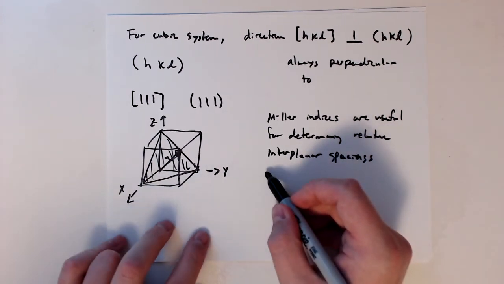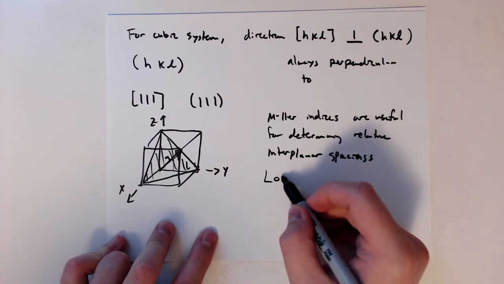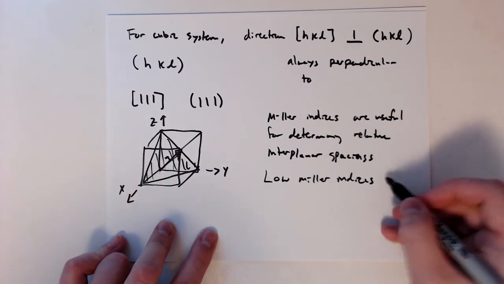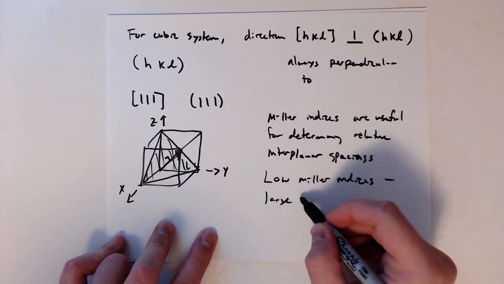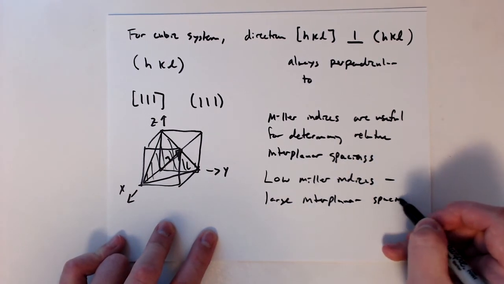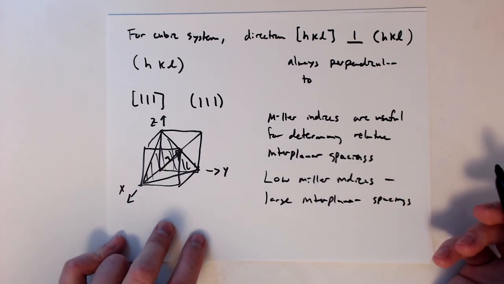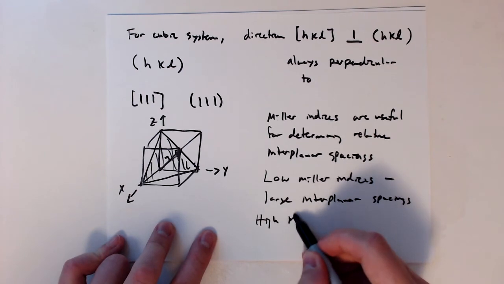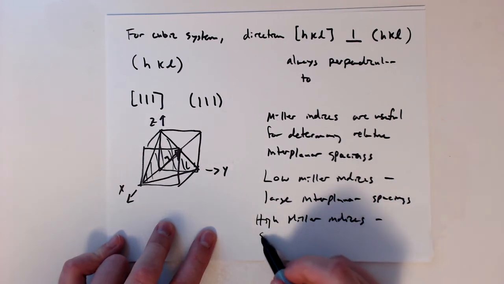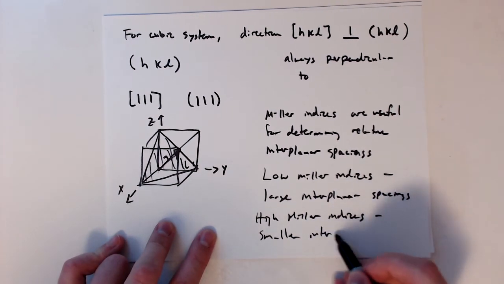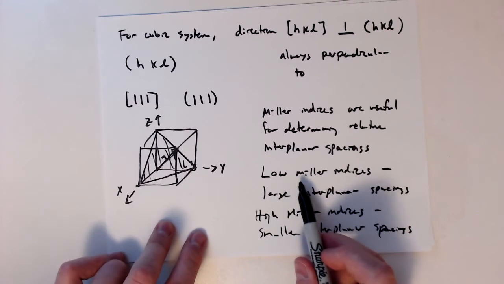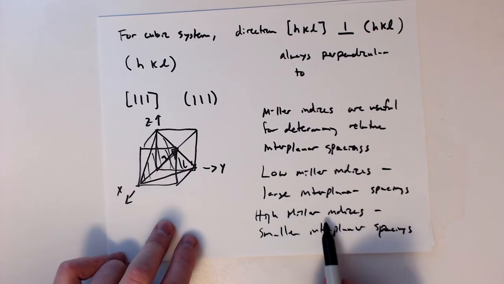So the relative conclusion we can come up with is if we have low Miller indices, this gives us large interplanar spacings. And if we have high Miller indices, this means smaller interplanar spacings. So low numbers give us higher spacing, higher Miller indices give us smaller.